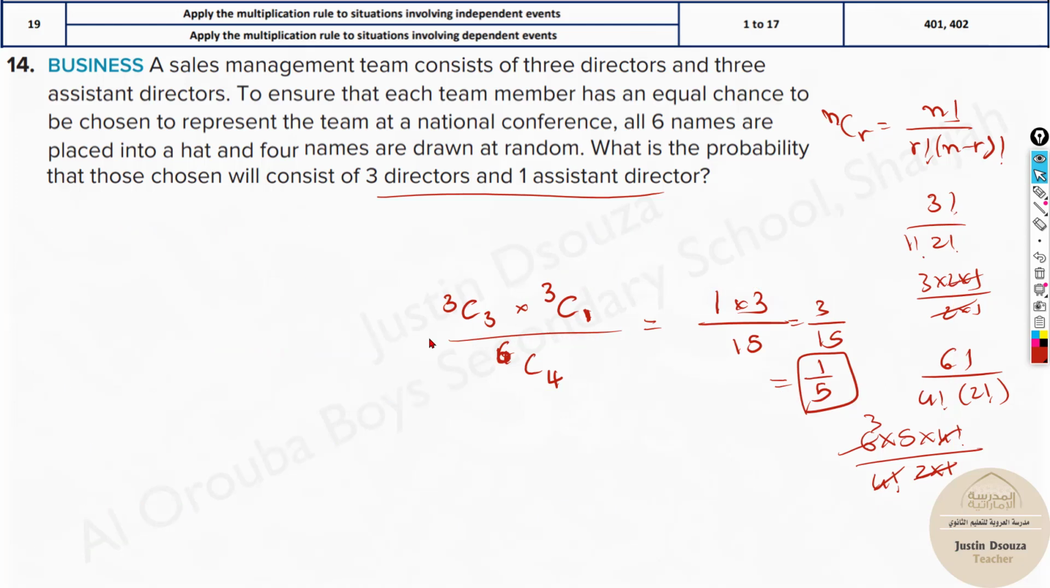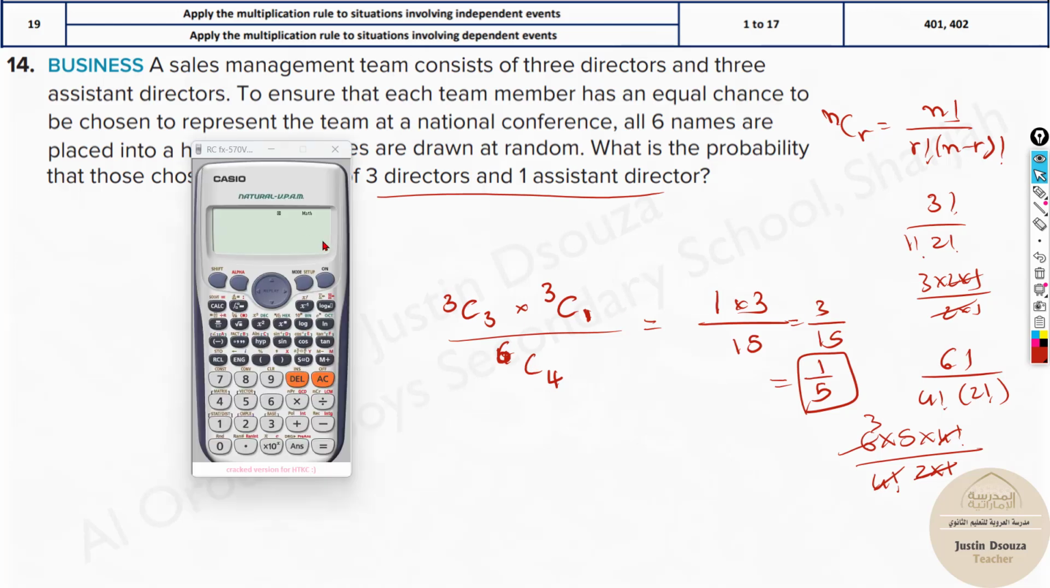Now you can just refer to what I have written. It's always desired outcomes divided by the total outcomes, right? Just do this and you'll get the answer. I'll show in the calculator now. All you need to do is to use combination. See, it's shift and the symbol over here.